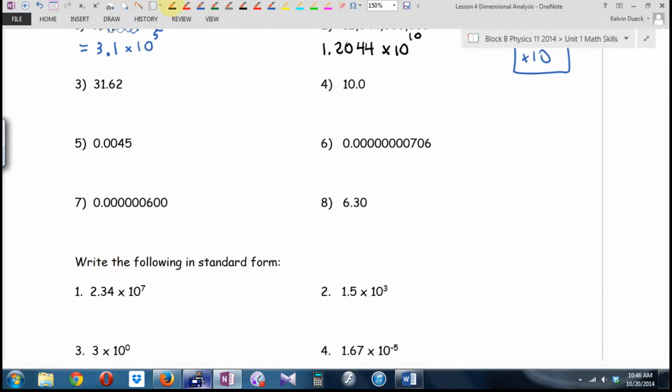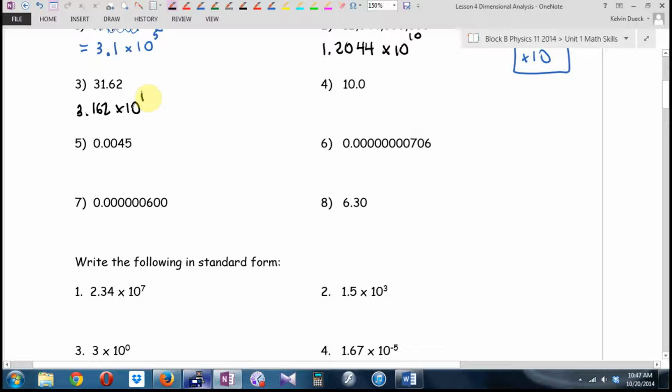31.62. What? That's not scientific notation. 3.162 times 10 to the 1. You know what? Because it's understood, there's always a 1 there. If you just did that, fine. In fact, I'll be honest, Danielle, unless they told me, I'm not writing 31.62 in scientific notation.